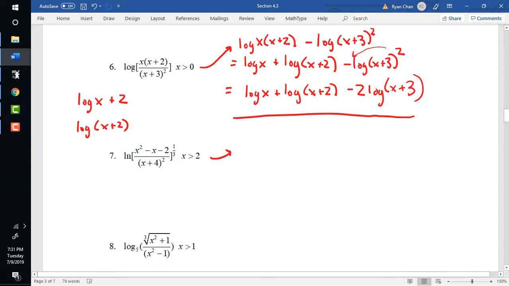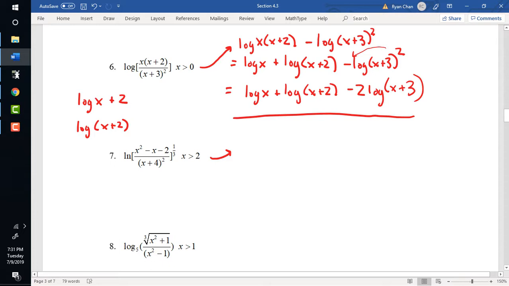So number 7, okay? This one is a tricky one. So let's talk about this right here. Now, which one will we do first? I will actually not divide this time. I will not use quotient rule. Some of you guys are like, why would I not do quotient rule first?